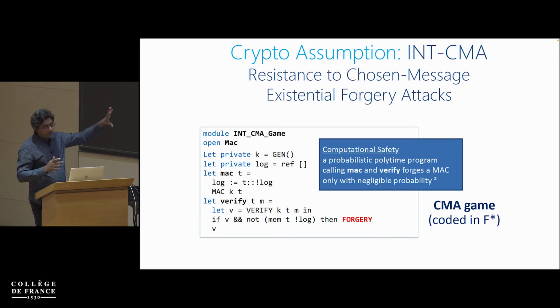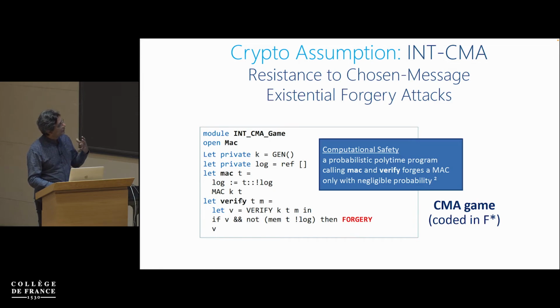And you can actually formalize that assumption in F star. The details are not terribly important, but this is an F star formalization of the assumption, which is called INT-CMA. And we can say that the assumption here is that this particular event, forgery, is only reachable with a very small probability in the security parameter. So it's highly unlikely that this branch is ever reachable.